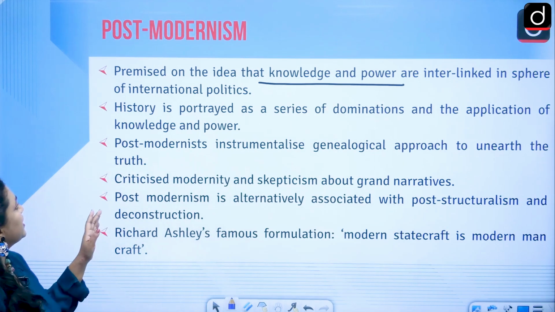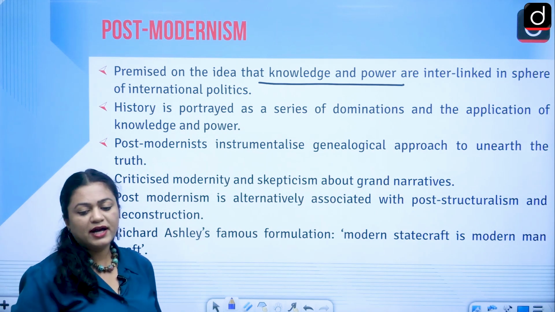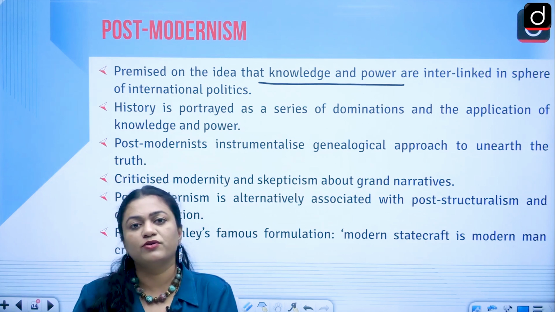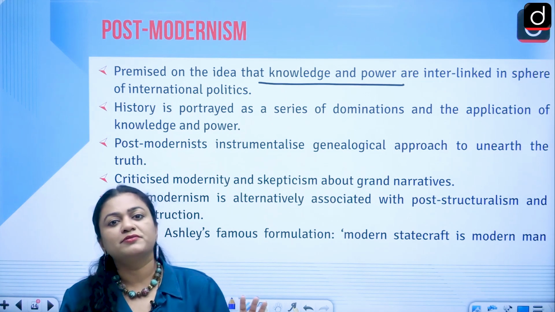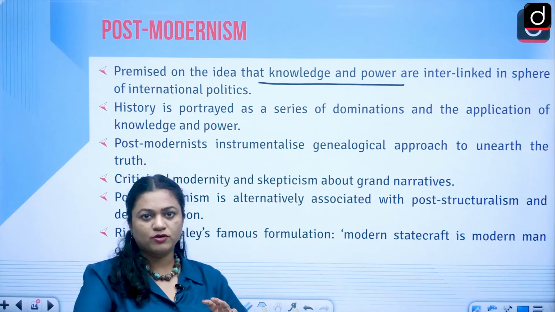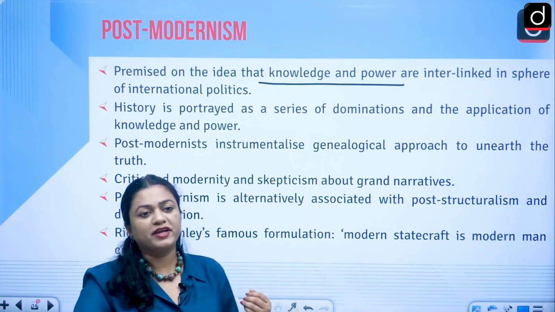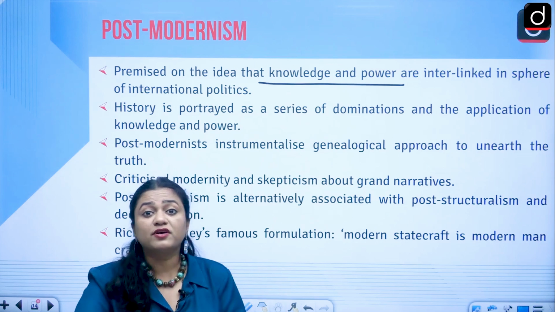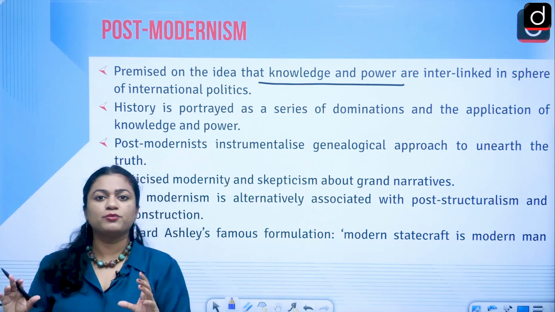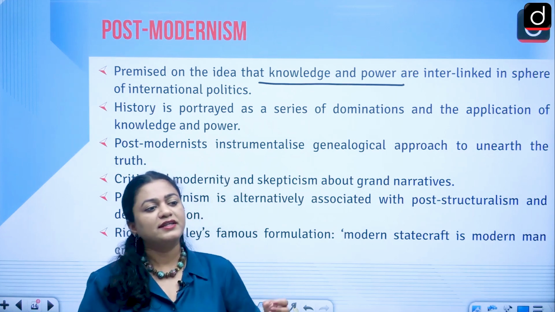Now history is portrayed as a series of dominations and the application of knowledge and power. As we know, the white man's burden was an idea propounded by the colonial masters. For some time people had this, and that is how they created the superiority complex and the inferiority complex, then the difference between the Occident and the Orient, and the way certain narratives were produced, like the country of snake charmers. They reproduced such knowledge and then imposed it on us.